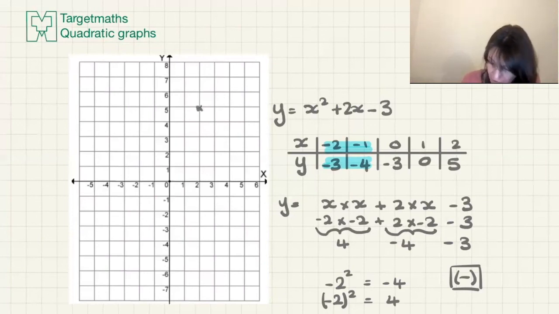So I've got 2, 5, 1, 0, 0, minus 3, -1, 4, and then I had -2, -3. So curve it round and up we go.